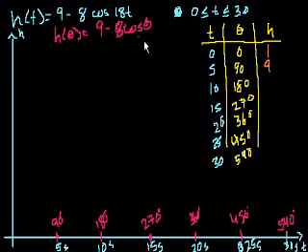Cosine of 180 degrees, we're going all the way around the unit circle. So cosine of 180 degrees is minus 1. So minus 1 times minus 8 is plus 8. So 9 plus 8, that's 17.